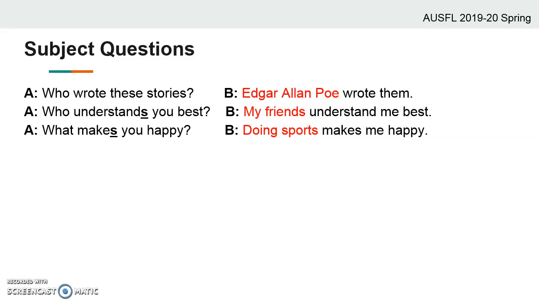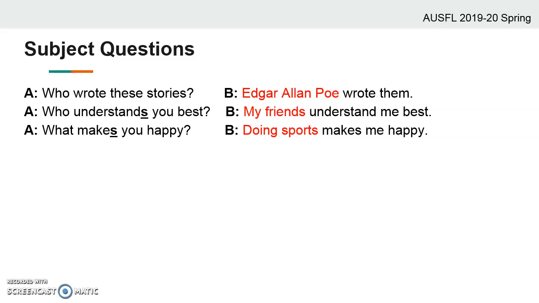In subject questions, we don't know the person or thing that performs the action. For example, who wrote these stories? We don't know the person that wrote these stories and want to ask about it. The answer is, Edgar Allan Poe wrote them. Edgar Allan Poe is the subject of this sentence. So, this question asks about the subject.